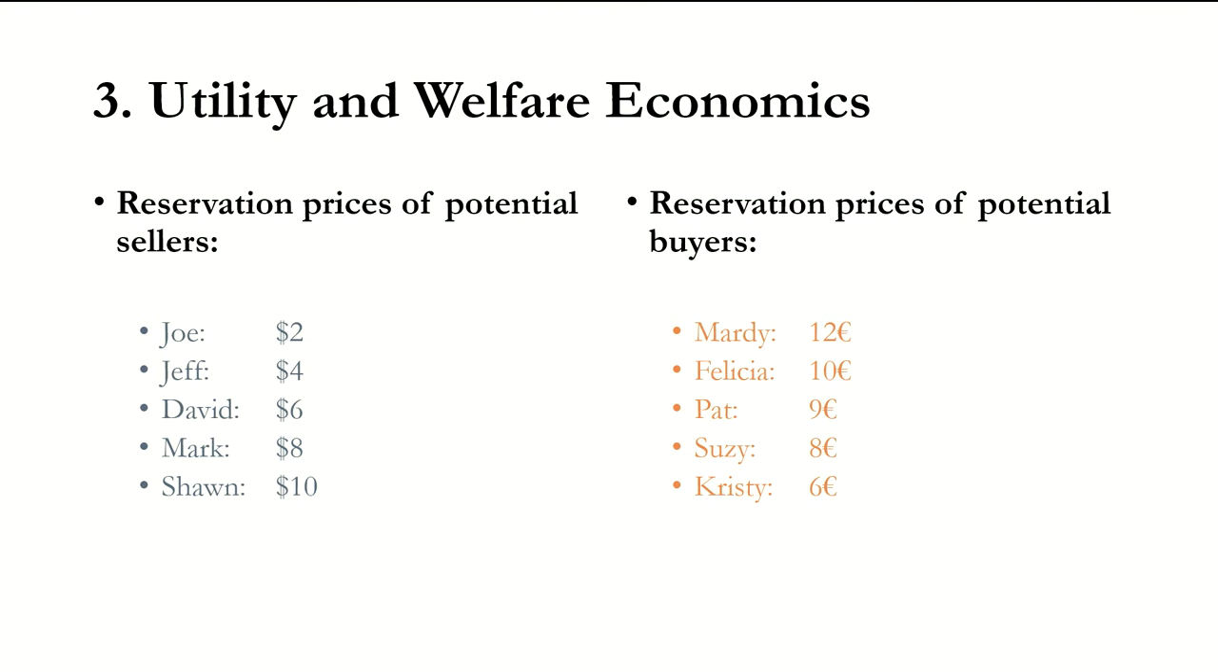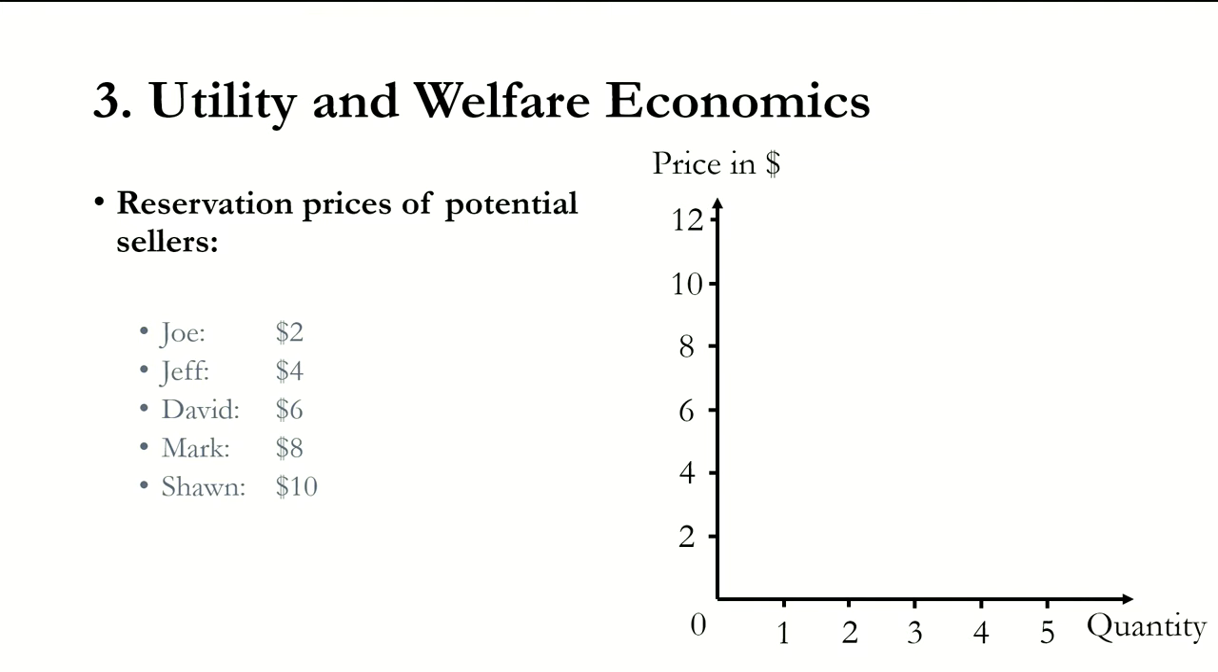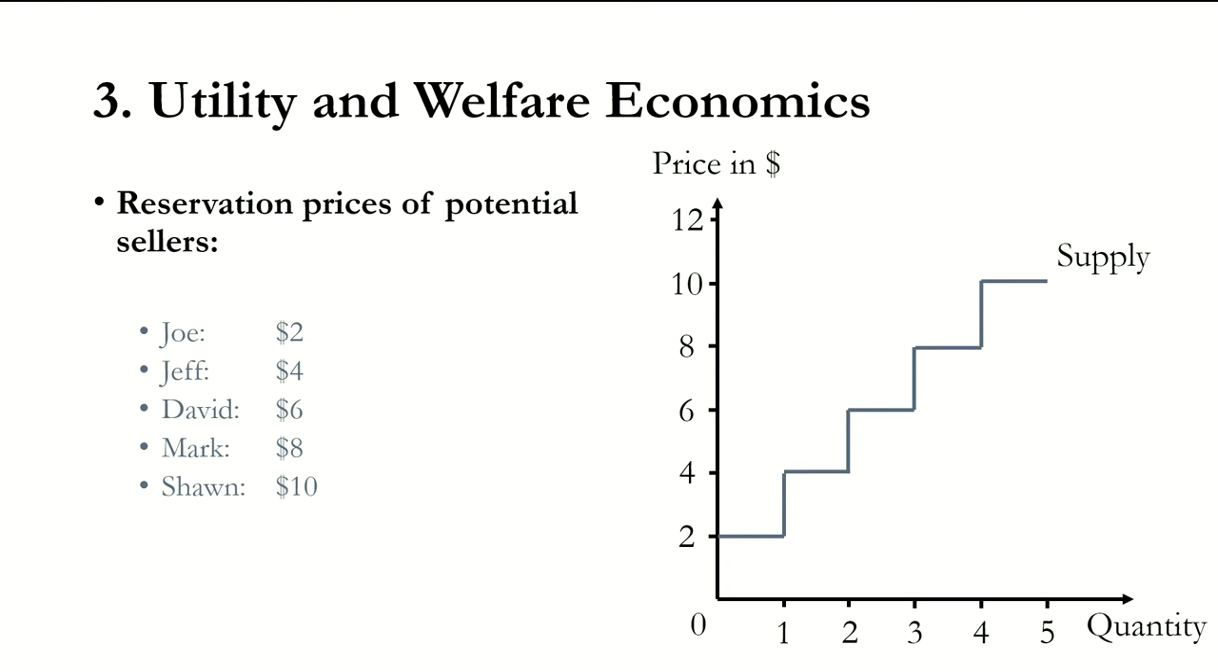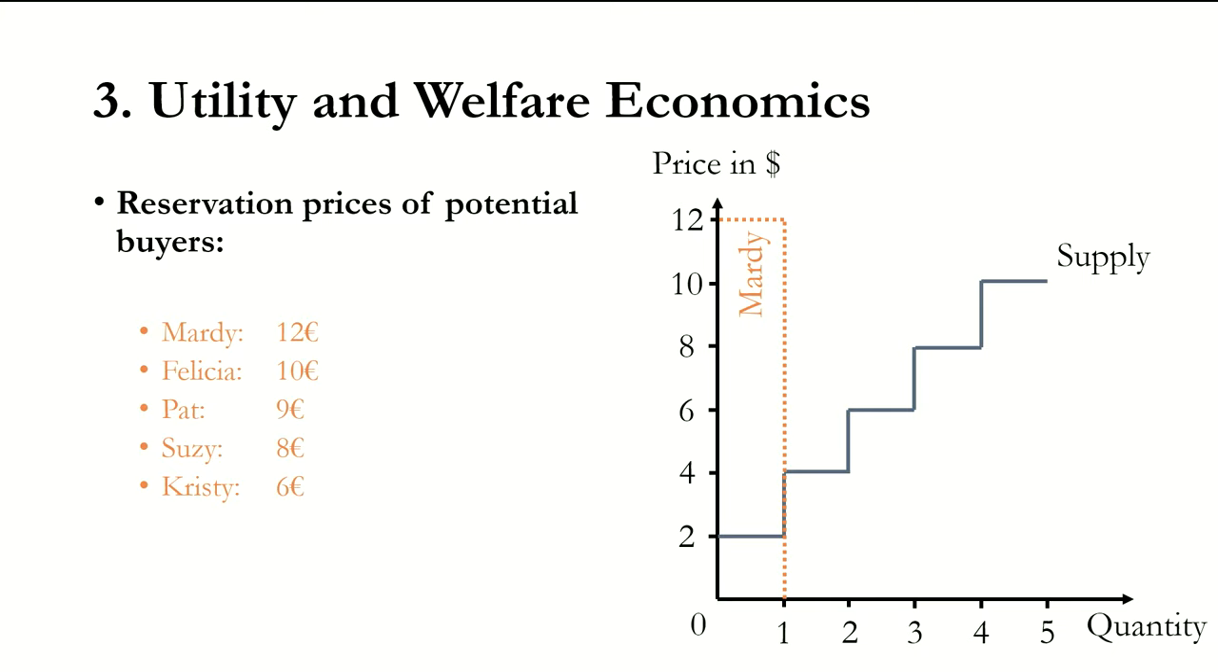And of course, from this, we can derive the standard supply and demand schedule, right? The supply schedule is just an ordering of those reservation prices from lowest to highest. We add all of these reservation prices to our diagram, and we have magically our supply schedule. And we can add to this, of course, the demand schedule derived from the reservation prices of the potential buyers, and we do the same thing. We add them, this time in descending order, and we have our demand schedule.